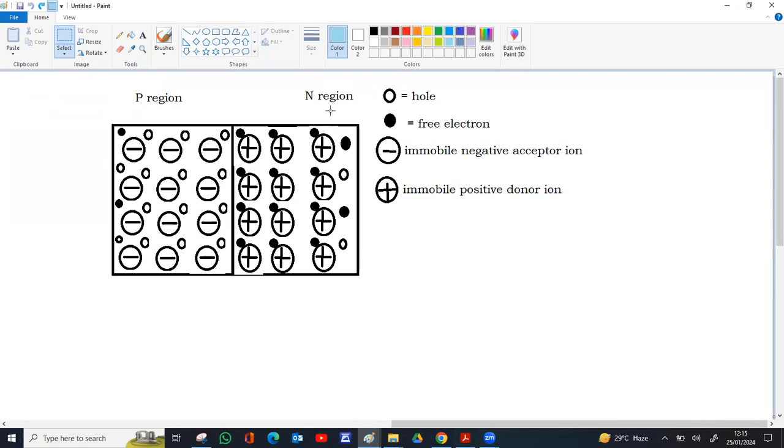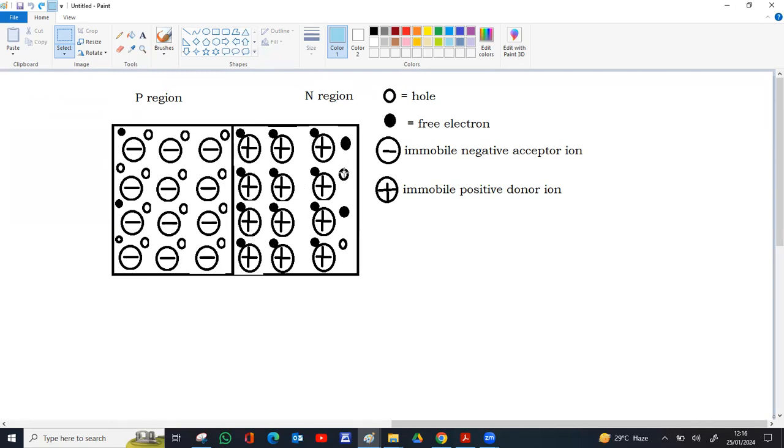In the N region, we are doping with group 15. Group 15 atoms have 5 valence electrons, and only 4 are needed for bond formation in the crystal structure of silicon. The 5th electron leaves the atom, becoming a free electron by absorbing thermal energy, thermal excitation. That makes the group 15 atom a positive ion. So all these are group 15 atoms which donate 1 free electron by thermal excitation.